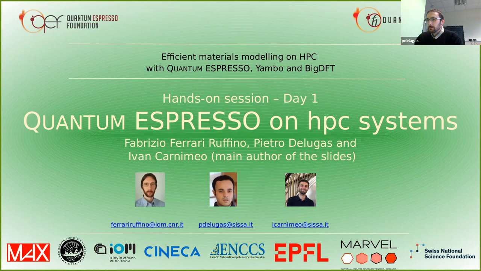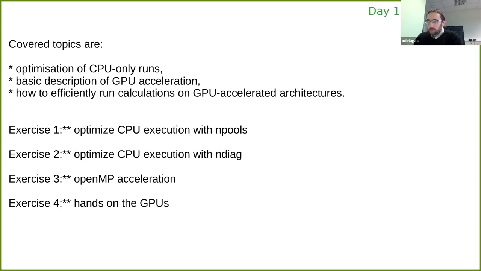The focus of today's session is mainly to get a bit familiar with the use of PW, to get a grasp, an idea of how it scales on an HPC facility, and how to move within all the parameters which define the parallel scheme of PW. So we are going to do four main exercises. The first three are focused on the parallelization just on CPU. I will show you the scheme of parallelization based on MPI, then OpenMP, and finally we will get hands on the GPUs.